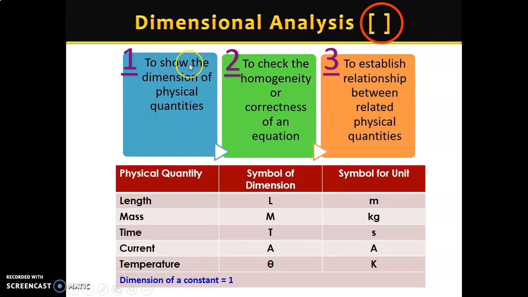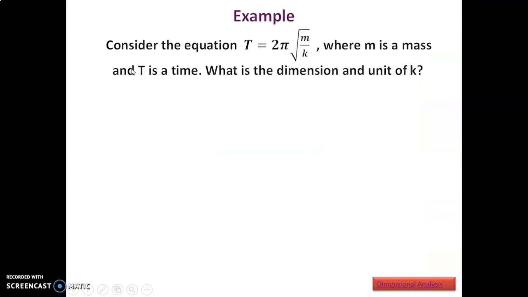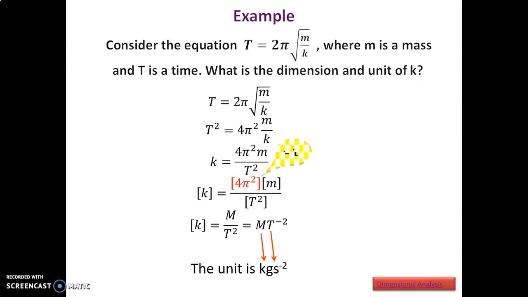For the first one, to show the dimension of physical quantities. Now we go to the example. Consider the equation T equals to 2 pi square root of m over k, where m is a mass and T is a time. What is the dimension and unit of k? Now, you have to change the subject from T to k. Whenever you change the subject, then you have the equation k equals to 4 pi square m per T square.